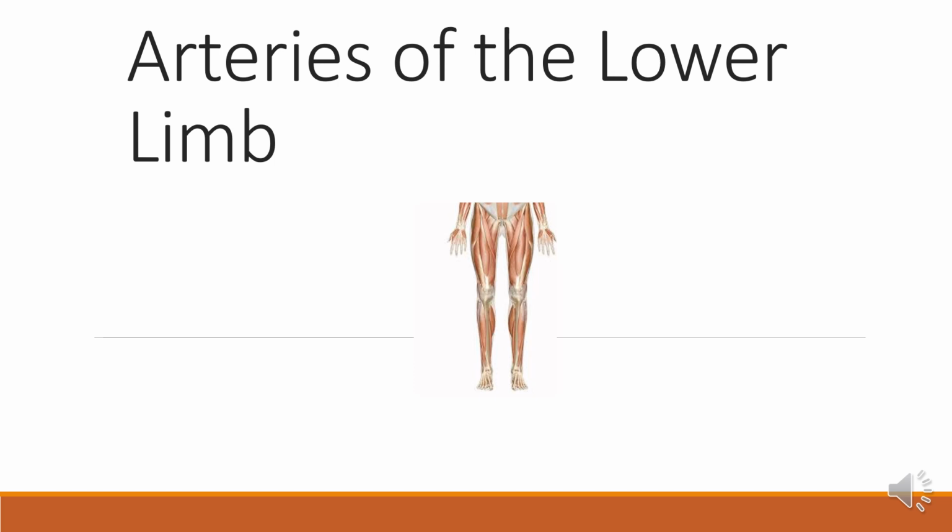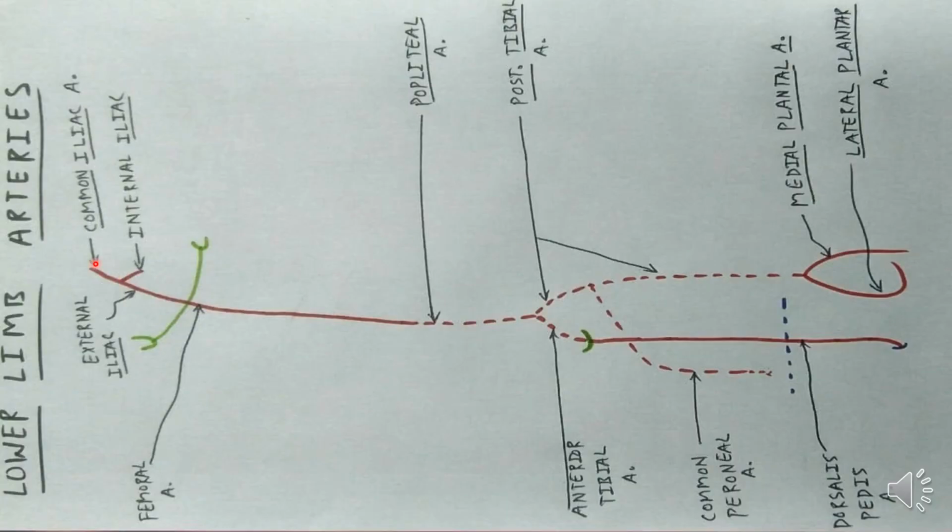Arteries of the lower limb. The lower limb arteries consist of femoral artery, popliteal artery, posterior tibial artery, anterior tibial artery, common peroneal artery, dorsalis pedis artery, medial plantar artery and lateral plantar artery.